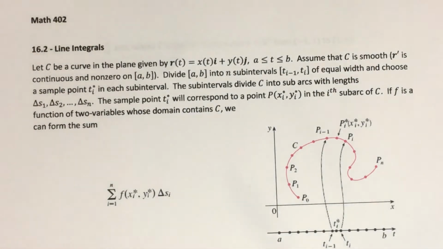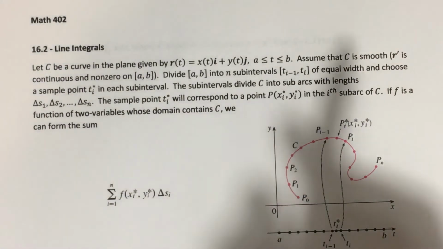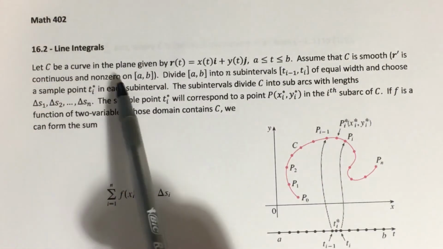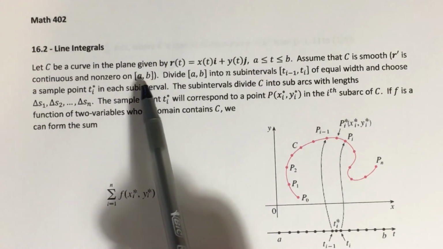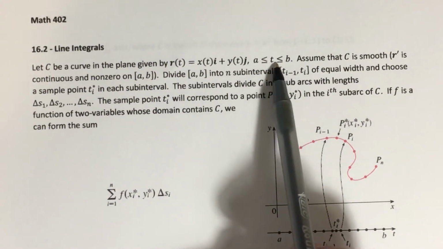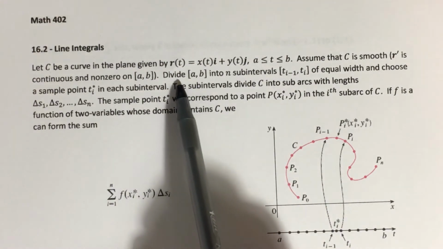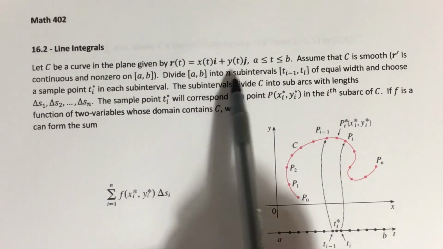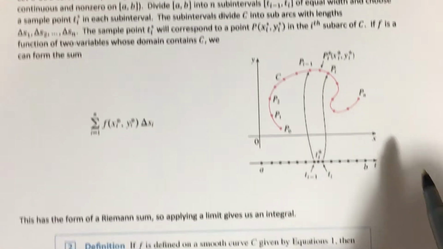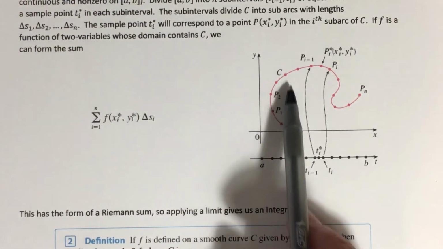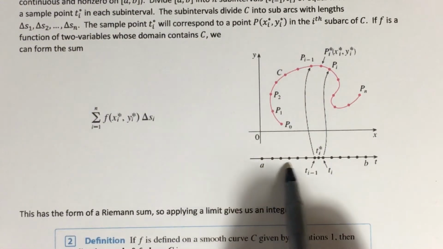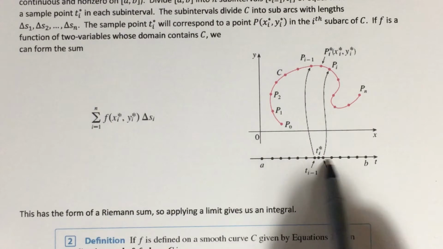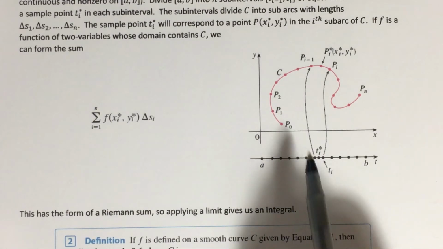We defined what it means for a curve to be smooth back in chapter 13. Just as a reminder, it means that r prime is continuous and non-zero on the interval that our parametrization is defined on. So what we do here is we take our interval for our parameter, AB, and we divide it up into n subintervals of equal length. This picture down here is kind of showing this. Separate from the curve in the plane, we're looking at this interval on the real line AB, and this is what we call our parameter interval. It's the interval that the t's live in.